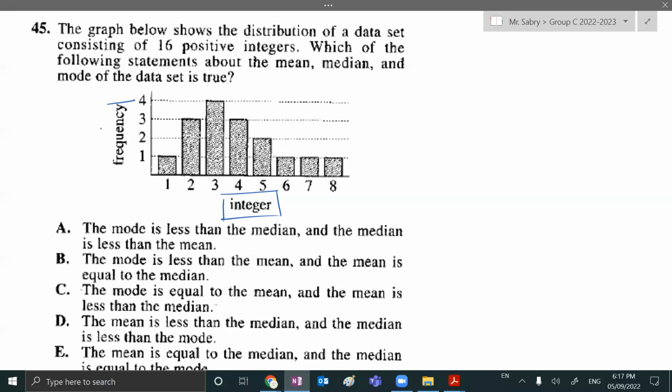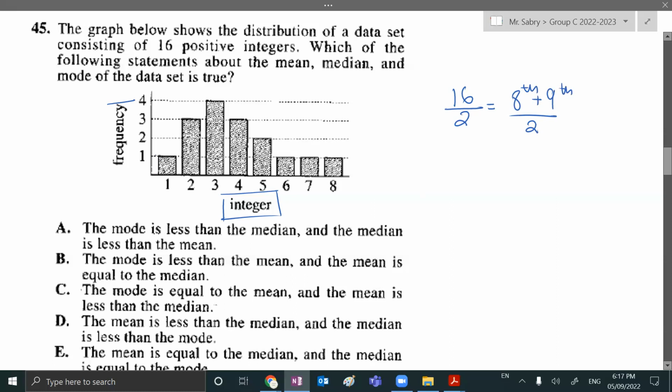And Mr., last thing, is the median 2.5? No, 3.5. Why? Because there are 16 numbers, so 16 divided by 2 is 8. So we're talking about the 8th plus the 9th term over 2, correct? So here's the first, and then another 3, so the 4th, and then another 4, so the 8th is 3. The 9th will be 4. So the median is 3.5, exactly in the middle. Does that make sense or not so much?